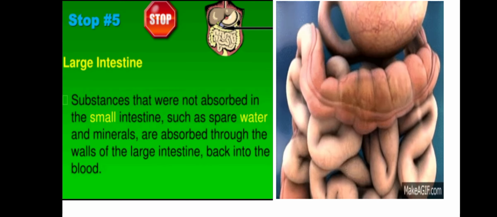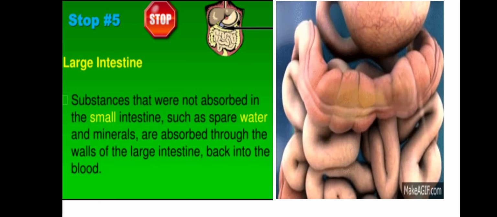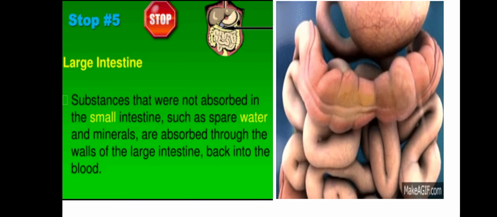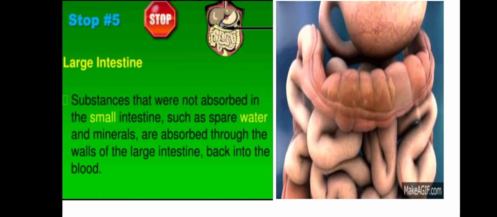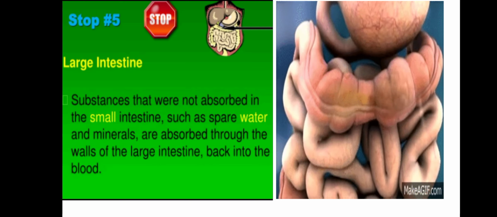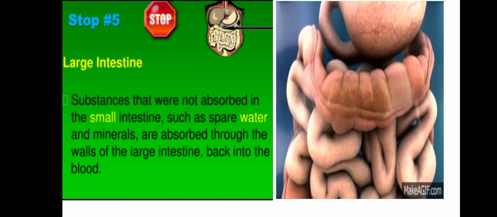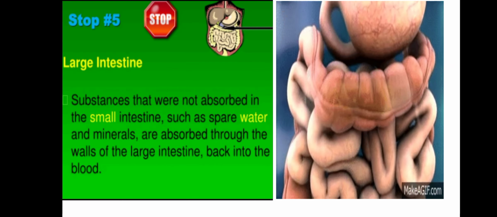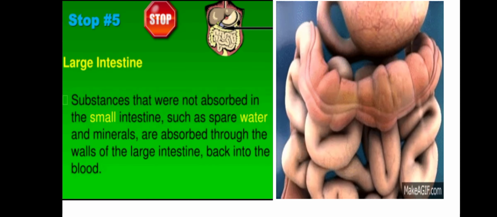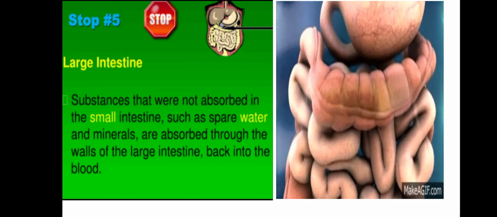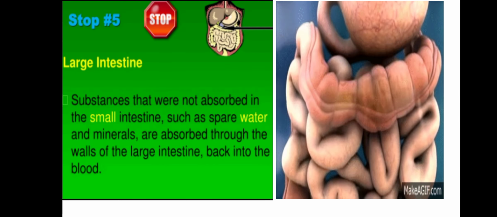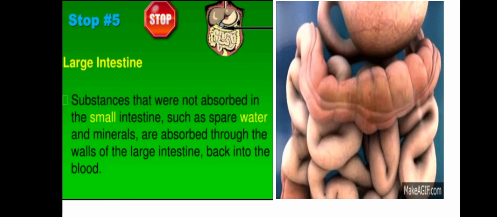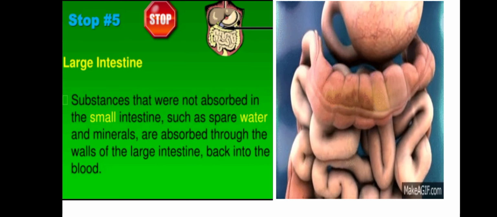The food once passes through the long tube of the small intestine where most of the food gets digested, and after passing through the large intestine, it still tries to digest the substance. So in this large intestine, the water and the minerals are absorbed through the walls of the large intestine and transported back into the blood.